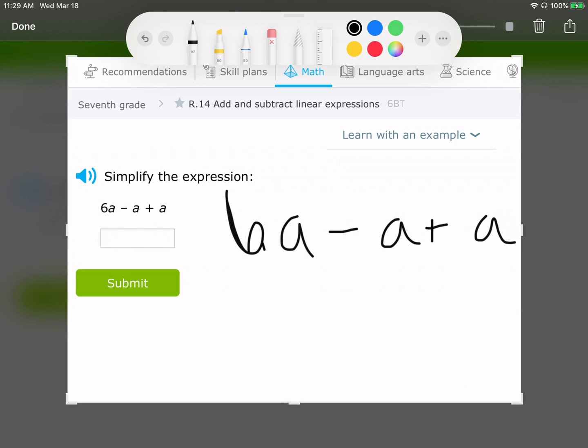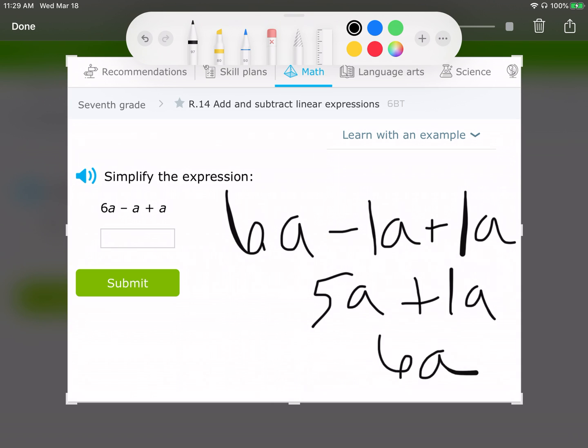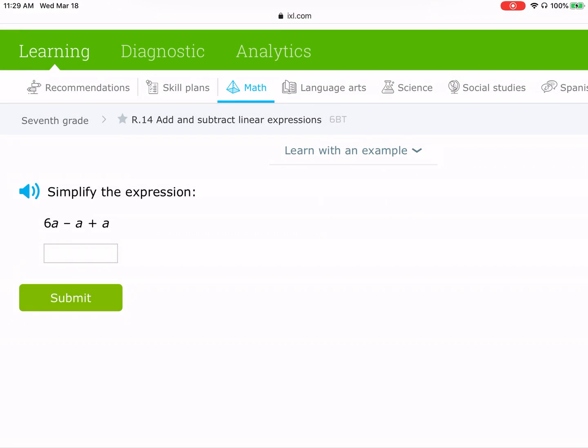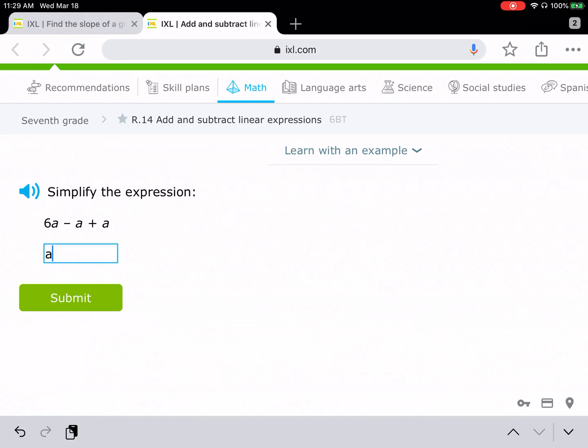Another way of making this easier is that anytime you see a variable by itself, you can put a 1 there, because a variable by itself means 1. So 6a minus 1a is 5a, plus 1a is 6a again. So 6 apples minus an apple is 5 apples, and 5 apples plus an apple is 6 apples again. Keeping it so it makes sense, and not always looking at it as something so mathy, helps out a lot.